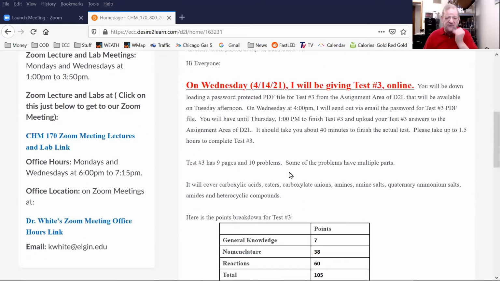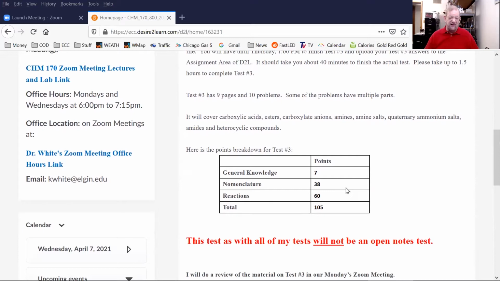All right, let's look at test number 3. It has 9 pages, 10 problems. Some of the problems are multiple part. In Chem 170, I've never used multiple choice. It'll cover carboxylic acids, esters, carboxylate anions, amines, amine salts, quaternary ammonium salts, amides, and heterocyclic compounds.